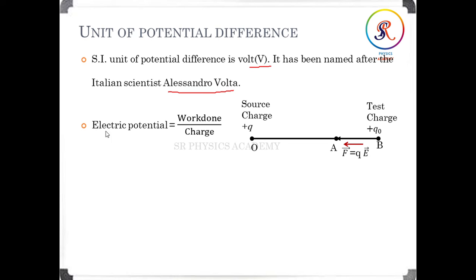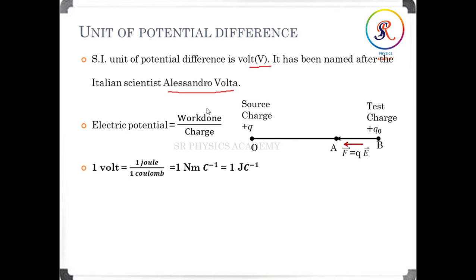Now the electric potential is nothing but work done by charge. Now we have to know the unit. Before, we know that electric potential is equal to work done by charge. So what is the unit of potential here? That is the volt, V.